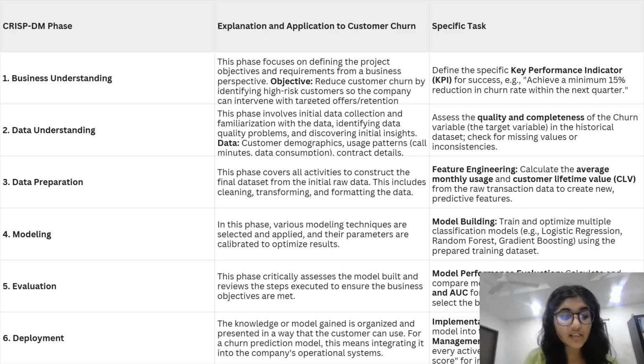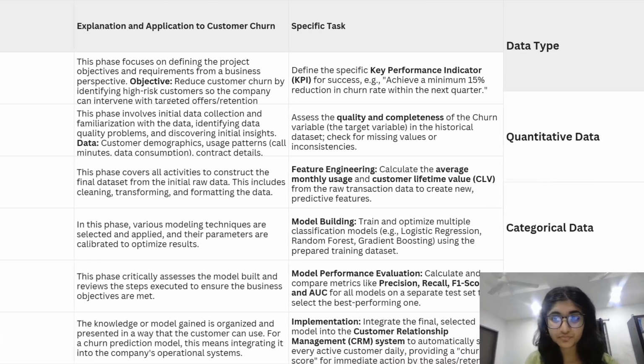Then the sixth and last phase is deployment. So this is where the knowledge or model gained is organized and presented in a way that the customer can use. For a churn prediction model, this means integrating it into the company's operational system. Its specific task includes implementation, that is to integrate the final selected model into the customer relationship management system to automatically score every active customer daily, providing a churn risk score for immediate action by the sales or retention team.